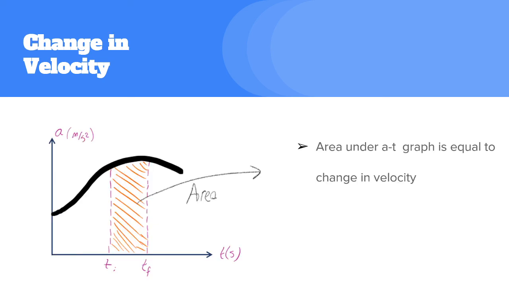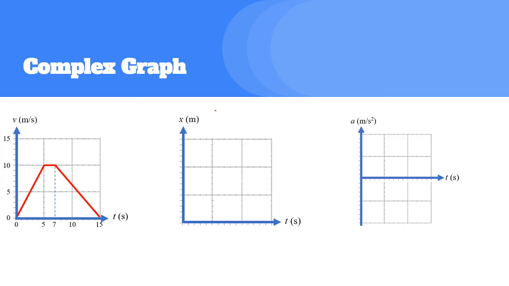And change in velocity, this time you're going to go with acceleration time, and the area under acceleration time graph is going to give you the change in velocity, not the velocity, change in velocity.